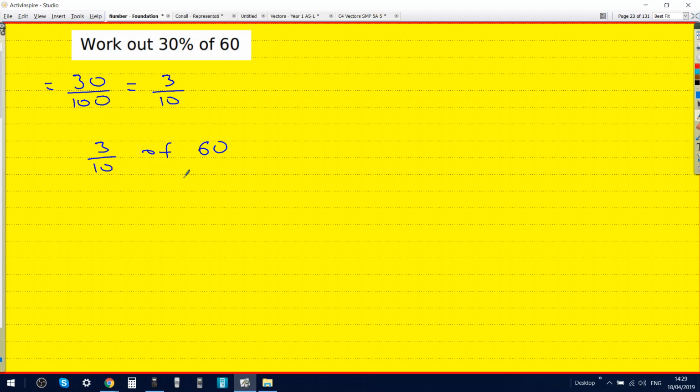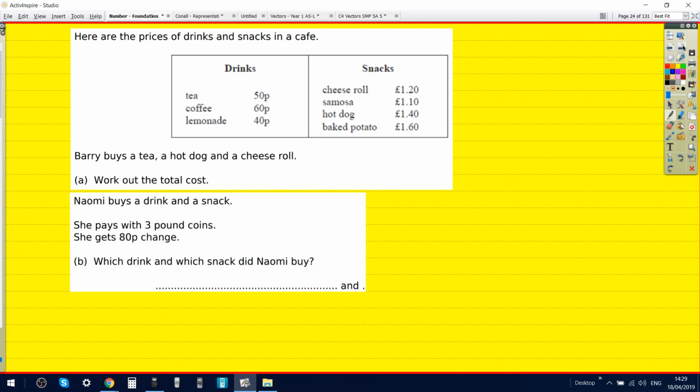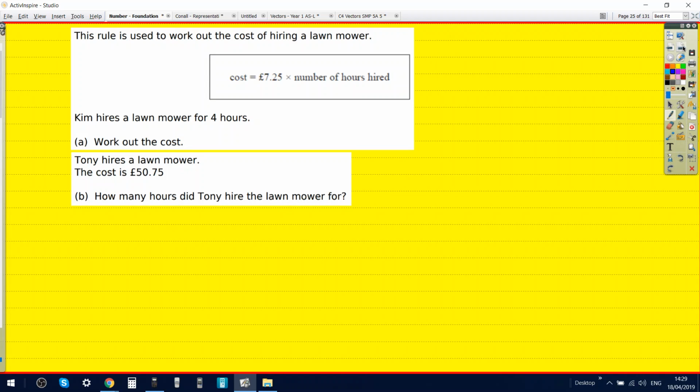So now, 60 divided by 10, 6 times 3 is 9. No, sorry, 6 times 3 is 18. Yes, well done. So change it into a thing first. So this one, I think you're fine for these ones. Okay, we'll try one of these.